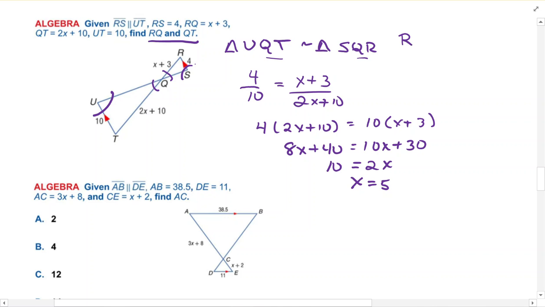They wanted us to find RQ and QT. So RQ, we're going to plug that in. So 5 plus 3 gives us 8. And with QT, we have 2 times 5 plus 10 will give us 20.